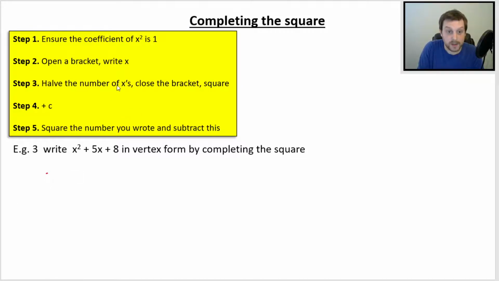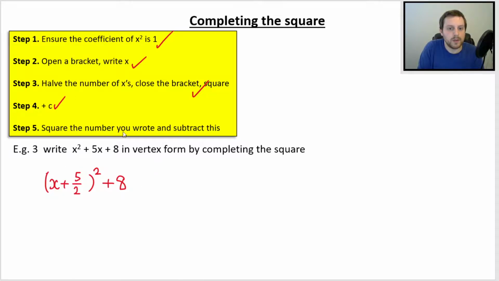I'm going to say, okay, the coefficient of x squared is 1, yeah, good. And then open the bracket, write x. And then what's half of 5? Well, as a fraction, I'm just going to write it like this. It's half of 5. And then close the bracket, write squared. So I open the bracket and wrote x, I halve this number here, I close the bracket and squared it, yes. I can't forget about the plus c, this is plus 8 that goes there.